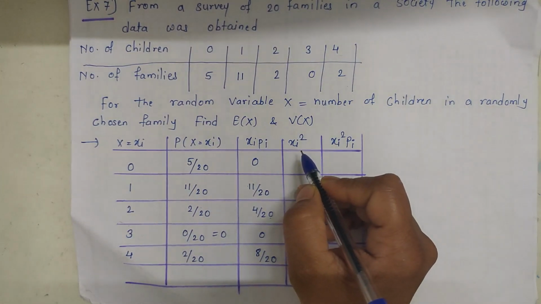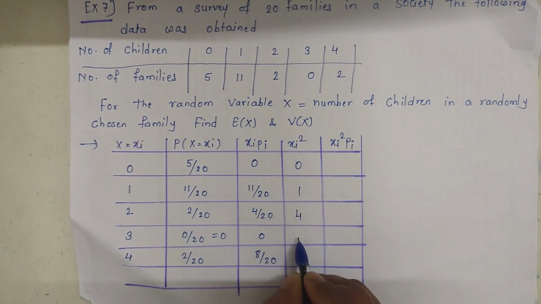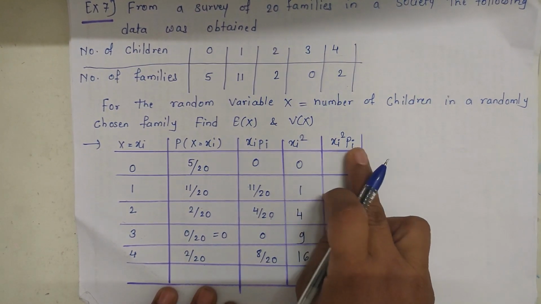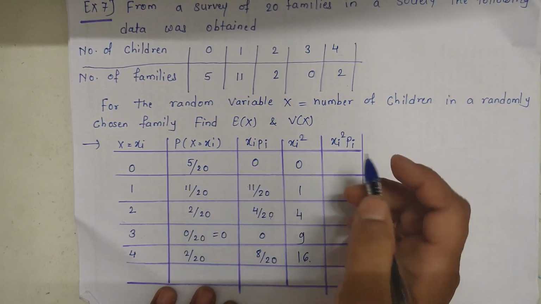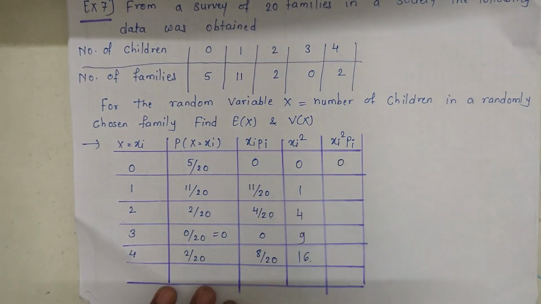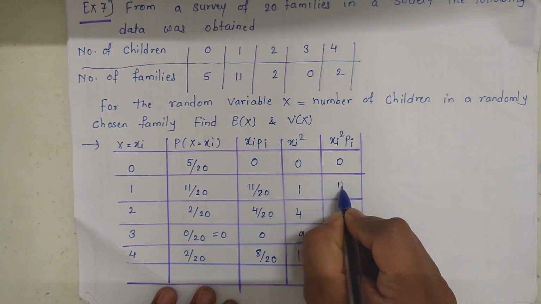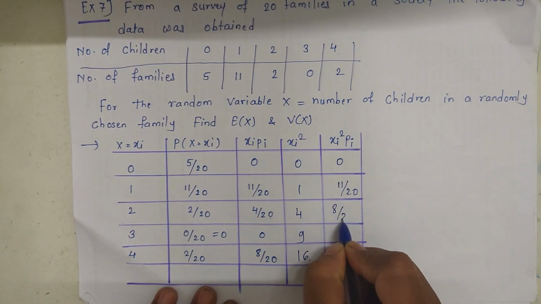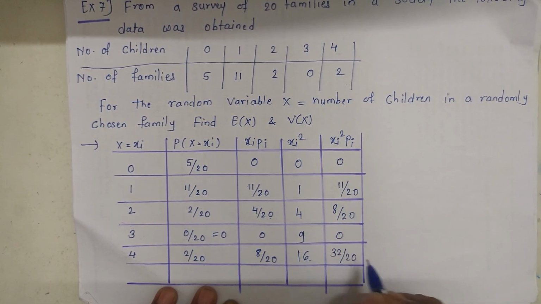Now the values of xi square: 0 square 0, 1 square 1, 2 square 4, 3 square 9 and 4 square 16. The product xi square pi is the product of the second and fourth column. The first product is 0. Second, 11 by 20 into 1, 11 by 20. 2 by 20 into 4, 8 by 20. 0 into 9, 0. 2 by 20 into 16, 32 by 20.